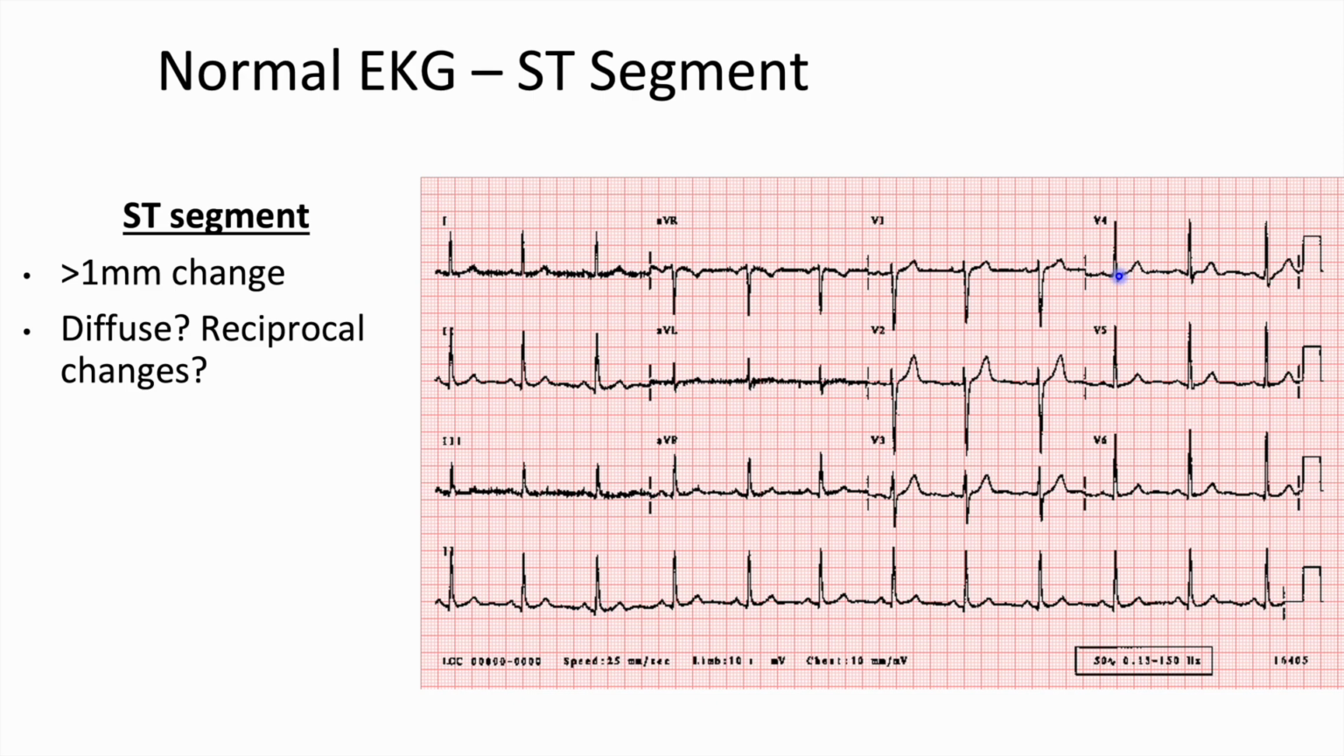The next thing you need to figure out is, is it localized to the inferior leads or one group of leads, or is it diffuse across all or most leads? Because that's different things. And then, like we'll talk about later with myocardial infarctions, you can also have reciprocal changes. So you can have ST elevations in some area and ST depressions in one area. So you just want to look for greater than 1 millimeter of change up or down from the baseline.